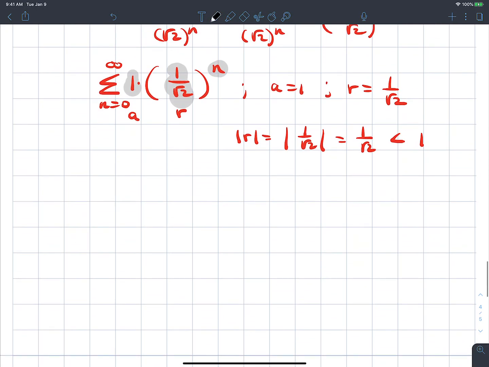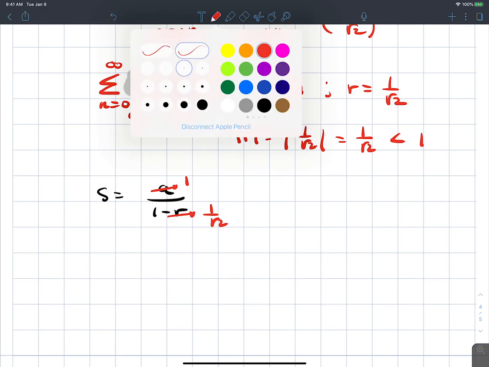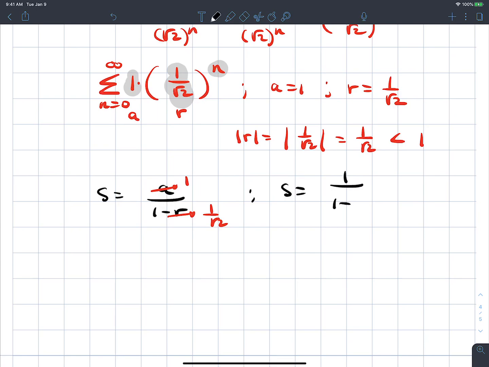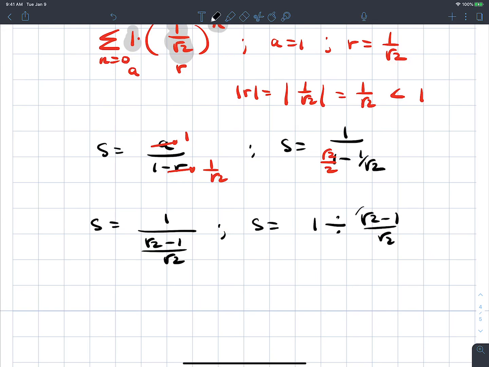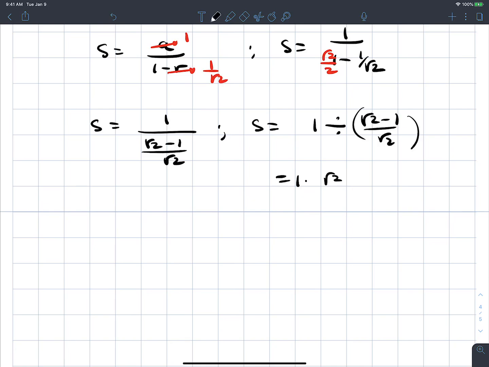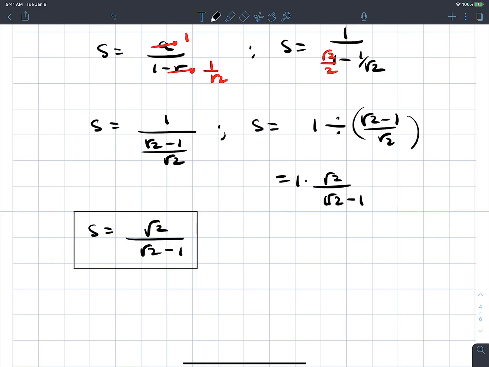This sum here is going to be, again, a over 1 minus r, where the value a becomes 1, and r is 1 over the square root of 2. So s is 1 over 1 minus 1 over the square root of 2, and we're going to find that sum. Now remember what we can do here. We're going to have to subtract this fraction. So we're going to write square root of 2 over 2. So s is 1 over the square root of 2 minus 1 over the square root of 2, which is really 1 times the reciprocal. So my sum becomes the square root of 2 over square root of 2 minus 1. And because this converges, this is the finite sum, ladies and gentlemen.